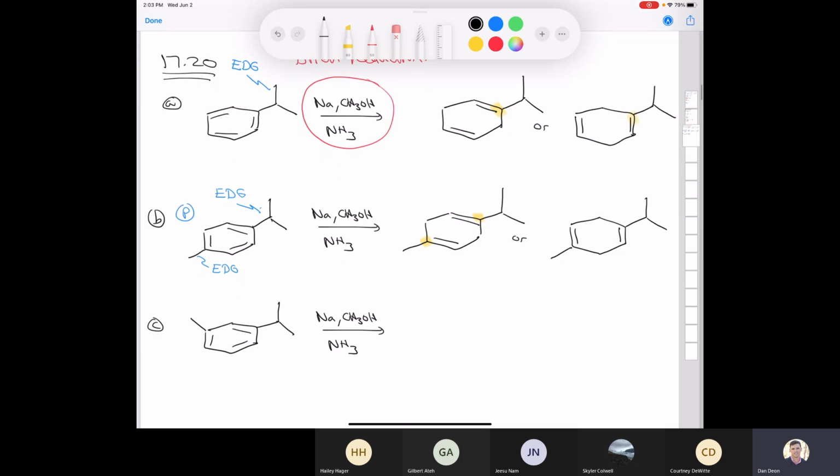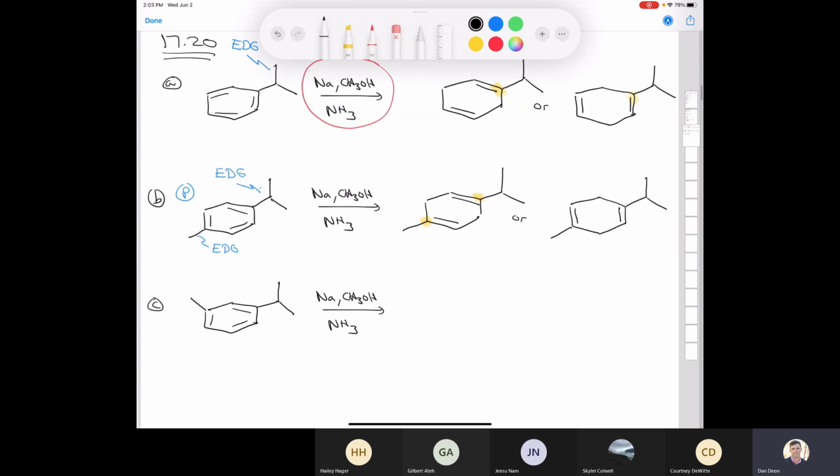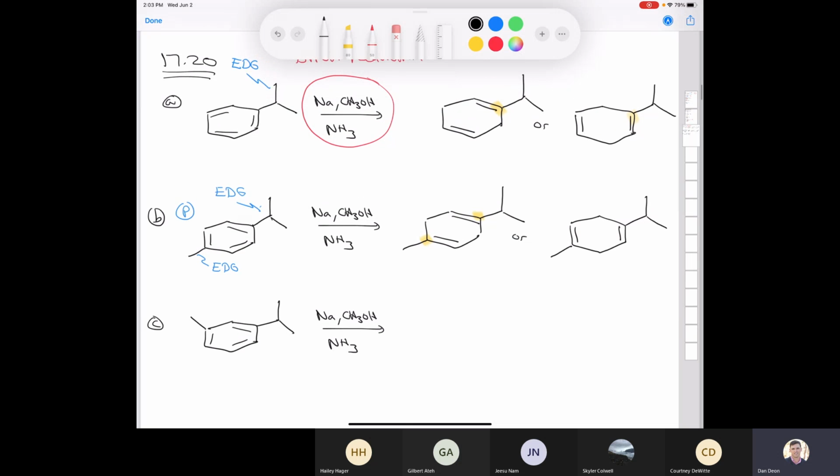Now, the next one I think is a little more interesting because you've got two electron donating groups, except now they're meta-substituted, aren't they? I've got, again, an electron donating group, an EDG. I've got another one here, but the substitution is meta, so when I draw my aromatic ring and put my isopropyl here and my methyl group here, I can't reduce this one or this one. Those two carbons have to have a double bond.